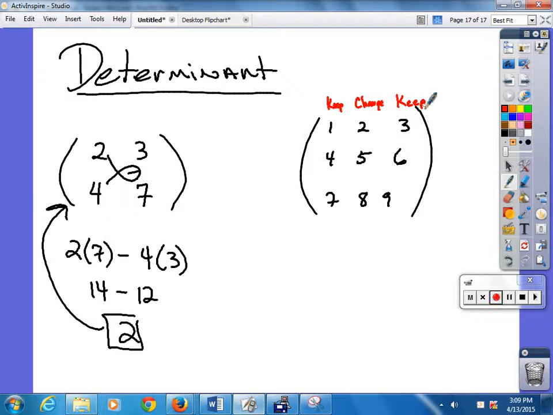That means the sign of these three numbers. Now you can do it 5 or 6 different ways. I could do keep, change, keep, and I could do 1, -5, and 9. I could do keep, change, keep, 4, -5, and 6, and I could do it 9 different ways.